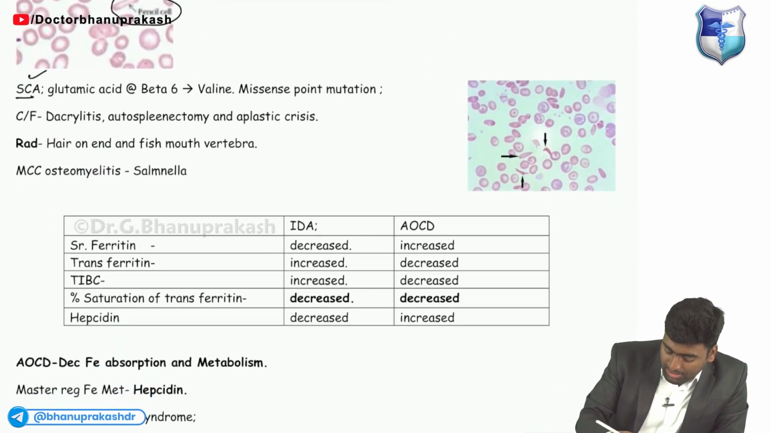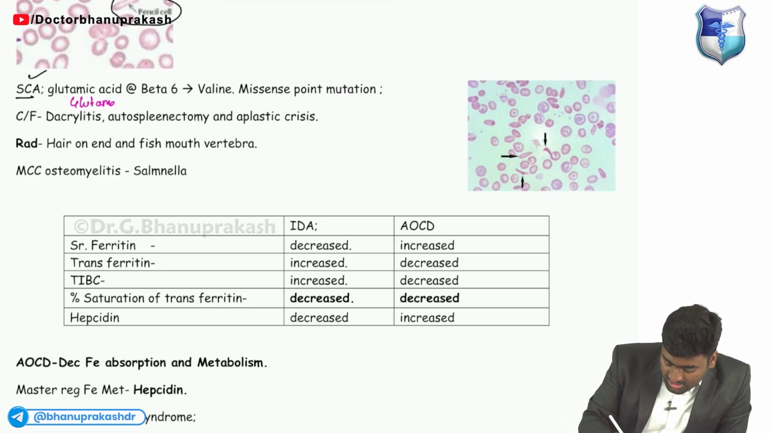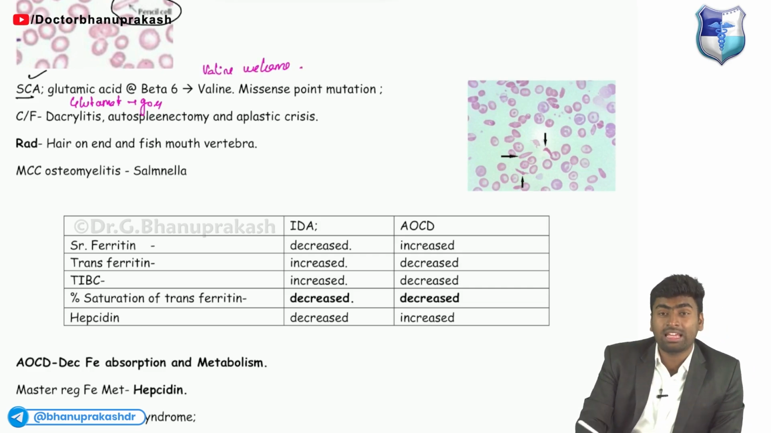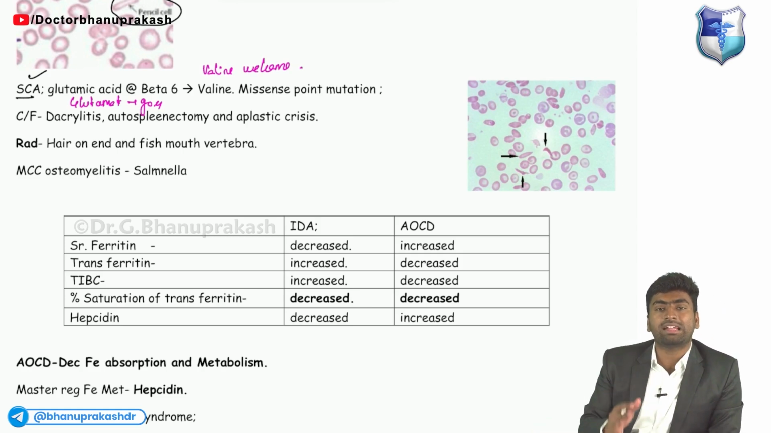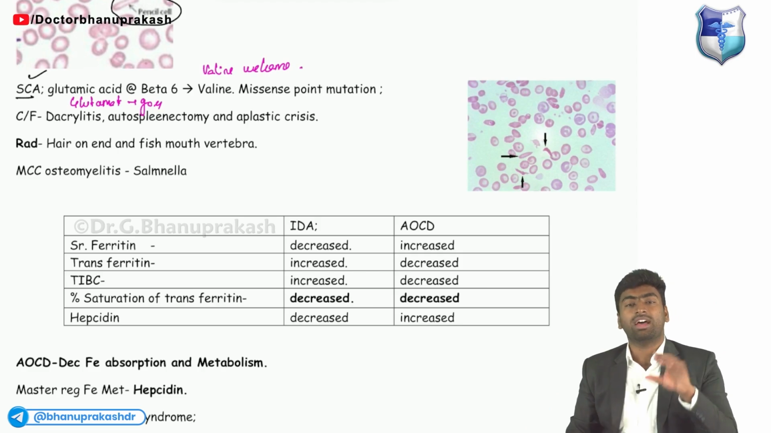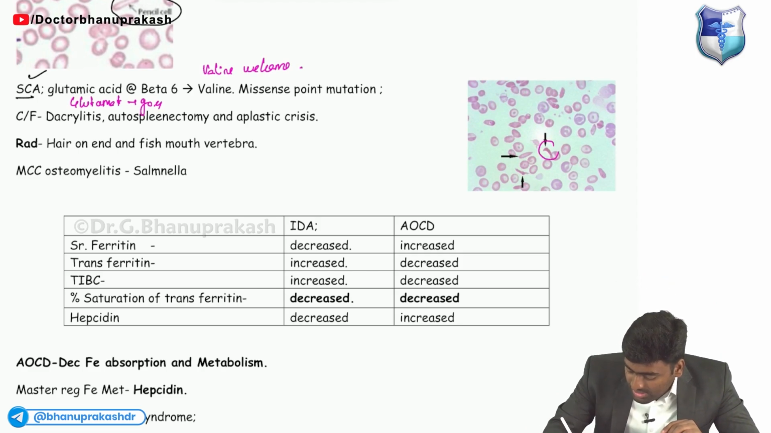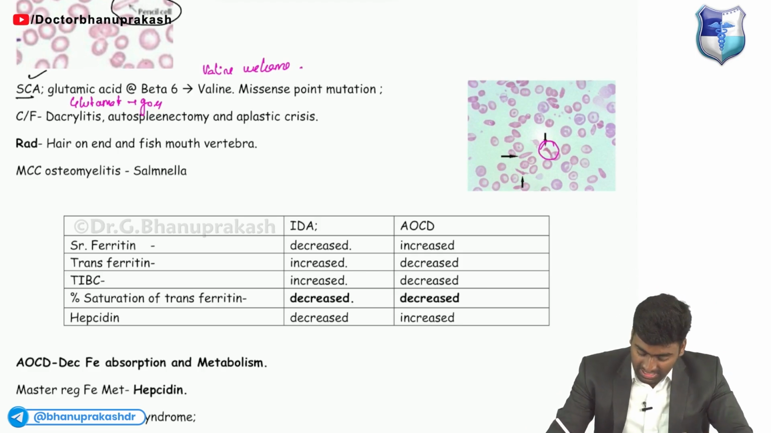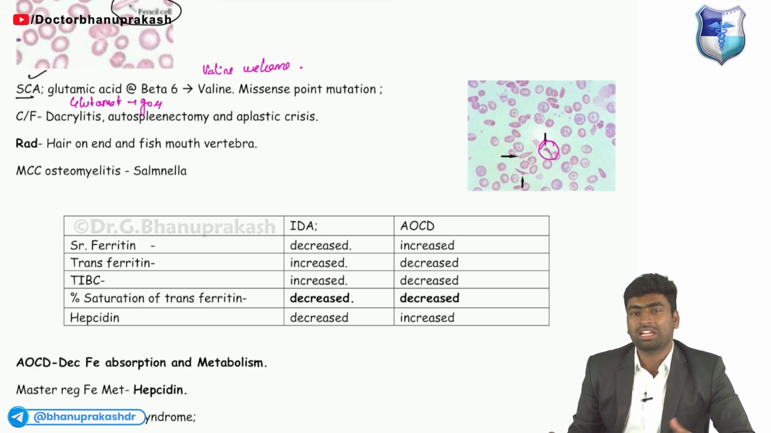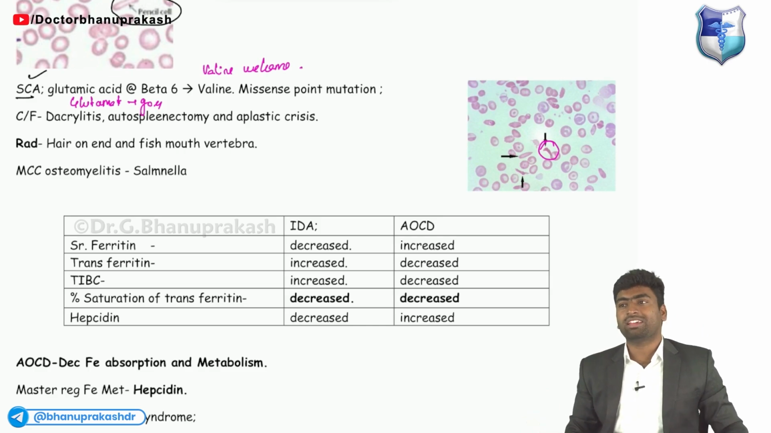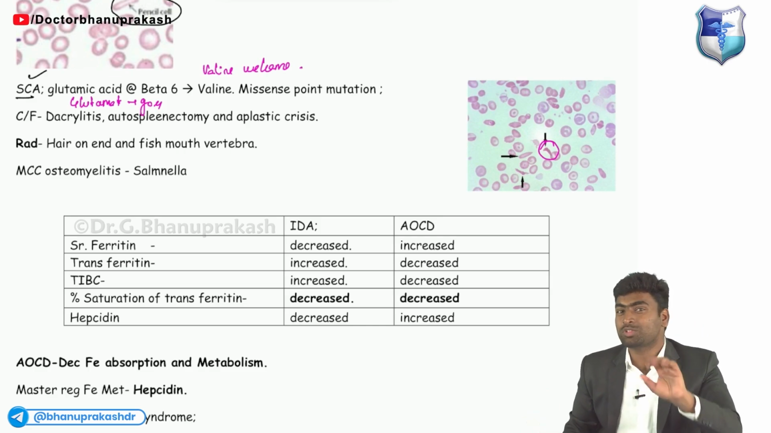One is sickle cell anemia. Sickle cell anemia happens because glutamate goes and valine comes. Glutamate is replaced by valine at the beta 6th position. So the RBC becomes sickle shaped. These sickle-shaped RBCs won't stay like normal ones. They will be like children at a marriage. If you see a marriage, there will be small children roaming around.